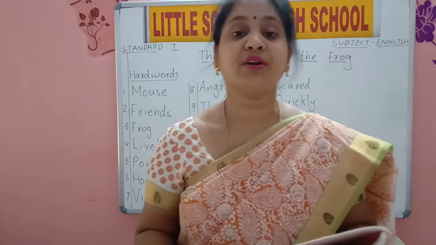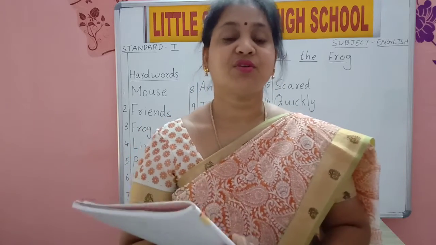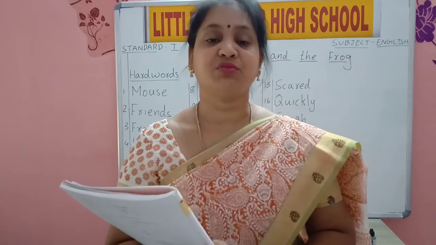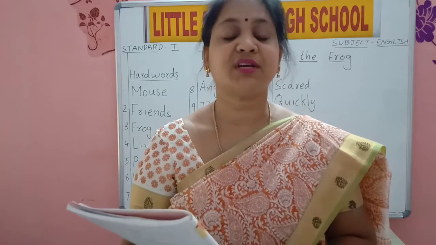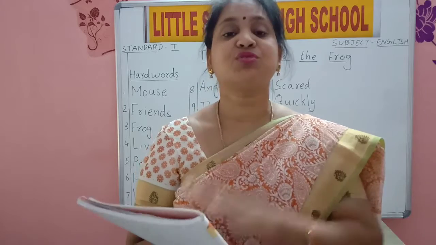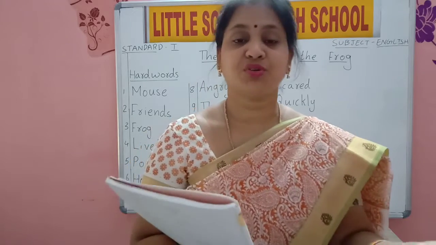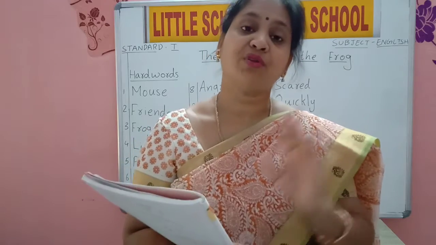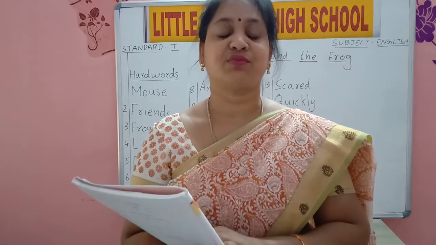Now the mouse asked, frog, why have you taken me? Why did you jump along with me into the water? Then the frog said, I am sorry. I want you to come to my house. Every day I come to your house, but you never come to my house. So today I wanted to take you to my house. That's why I have done this.